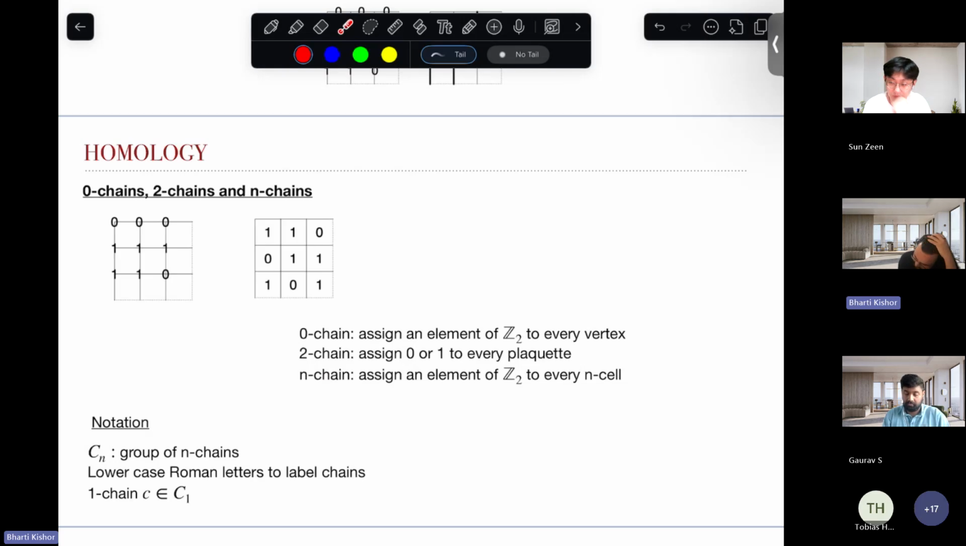So let's say Cn is the group of n chains, that's what the subscript n means. And you say that c belongs to Cn means it's an example of an n chain. So for example, a small c belonging to C1 means it's a 1 chain. If some c belongs to C2, then it's a 2 chain. If some c belongs to the group C0, then it's a 0 chain, which means assignment of 0 or 1 to every 0-dimensional object, which is a vertex, for example. Okay.